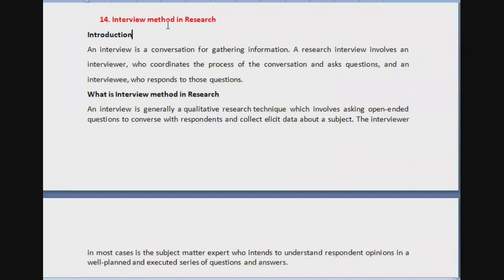Writing may be a method. Spoken words may be a method. Similarly, interview may be a method of conducting research. What you will do there, you will go to people who are related to that topic. You will take their interviews, right?